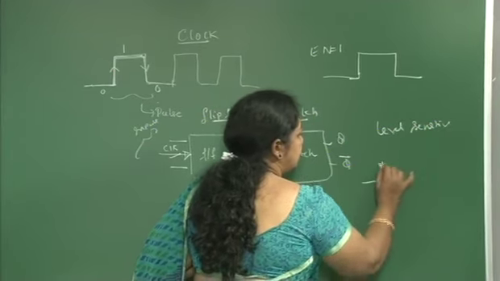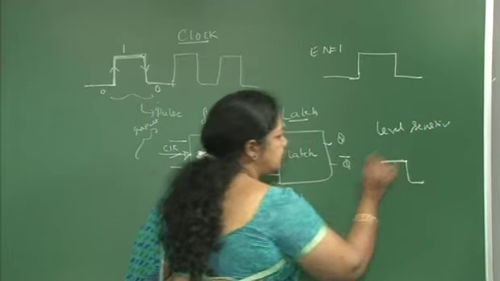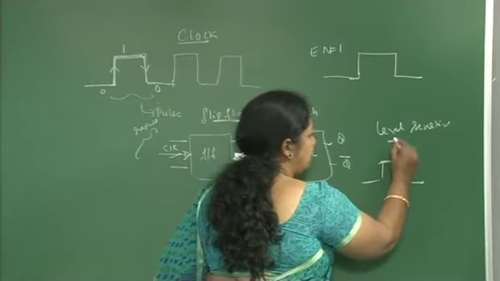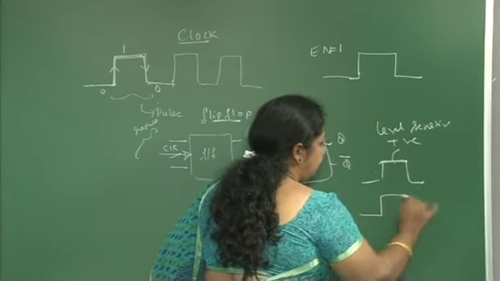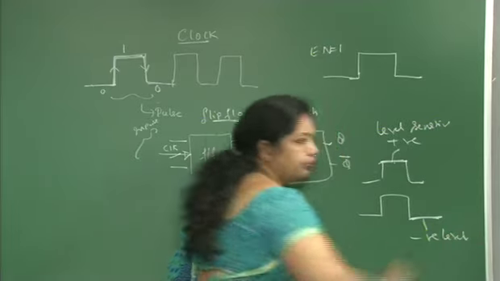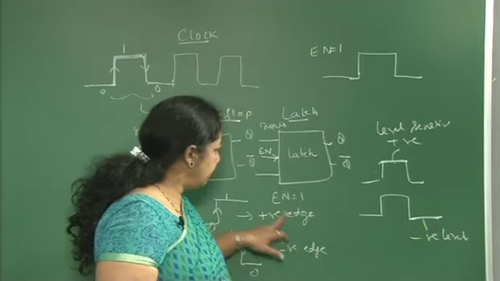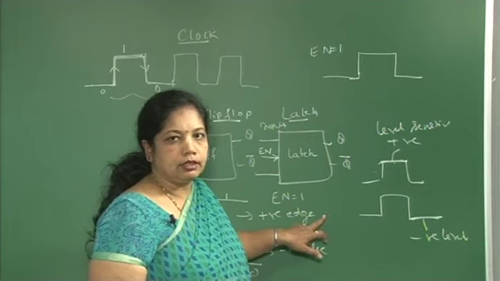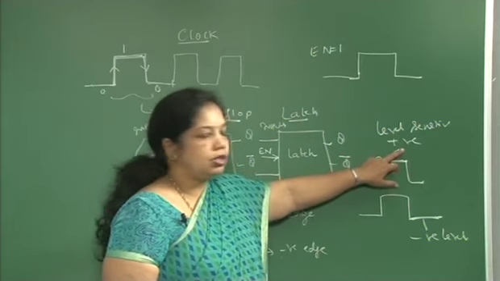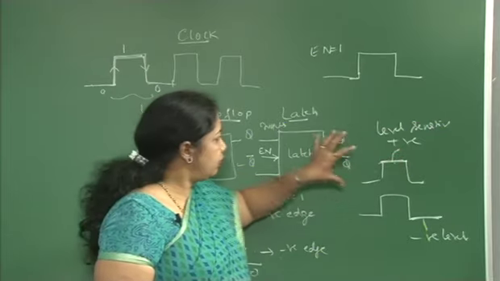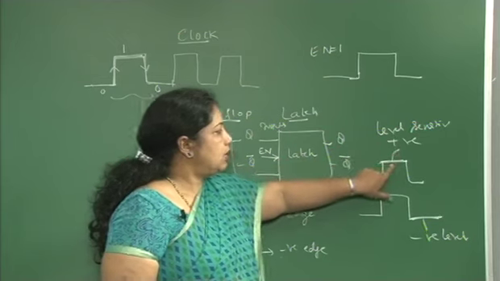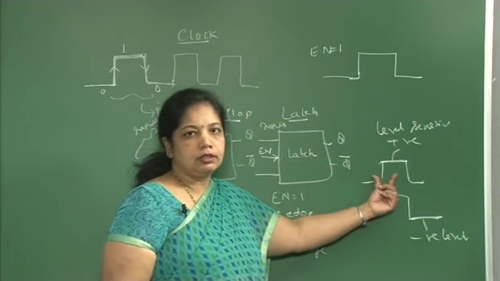So, level sensitive means this is called positive level sensitive. If I am talking about this, it is negative level sensitive. If I make the enable pin 1, then I can treat this as a positive signal. So, your latch will respond to the positive duration of this signal.